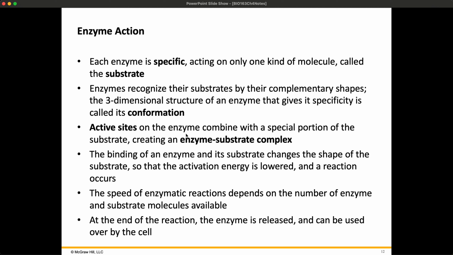The enzyme has what's called an active site. This is where the substrate binds. So the substrate binds to the enzyme on the active site, and it creates an enzyme-substrate complex. These two things bind very tightly together, and that's why the shape has to be just right. Because we're talking about microscopic molecular structures, it's very, very specific in that shape. Think about how tiny that is.